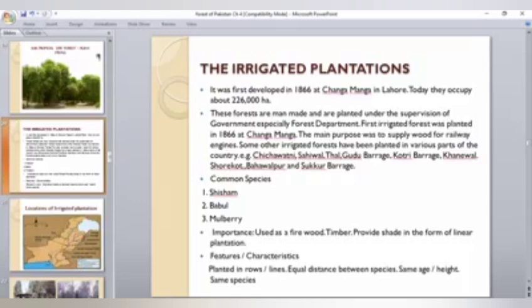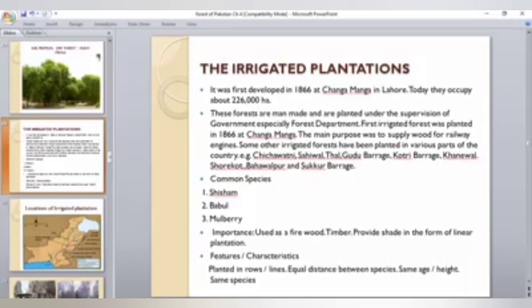Barrage, Kotri Barrage, Haveli, Sherpur, Bahawalpur, and Sukkur Barrage, etc. Common species are Shisham, Babul, and Mulberry. Importance: used as firewood, timber, and provide shade in the form of linear plantation, like planting in a row along the roadsides as well.